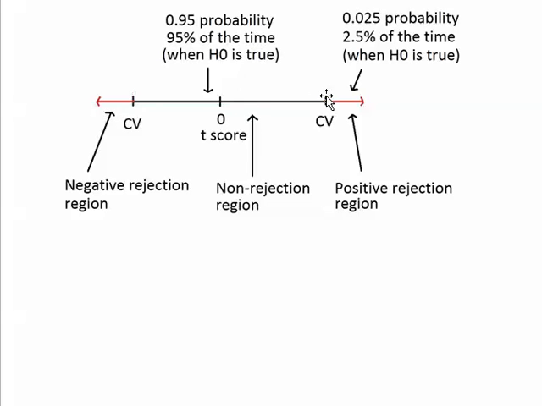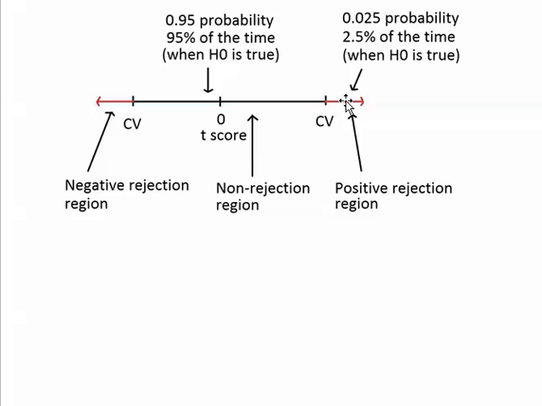So here's the critical value from the table. Here's the opposite of the critical value. It's just the critical value with a negative sign in front. When I mark off the negative critical value and the positive critical value, it gives us three different areas on this number line.